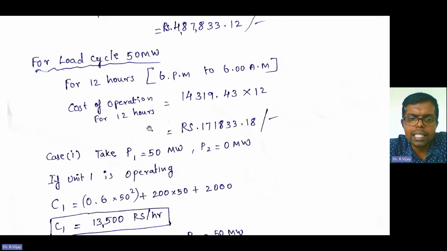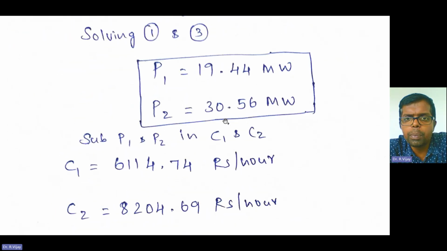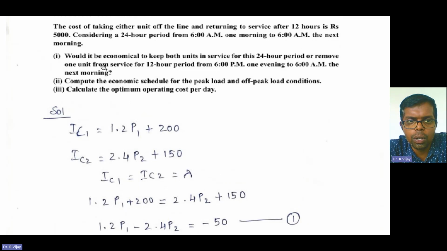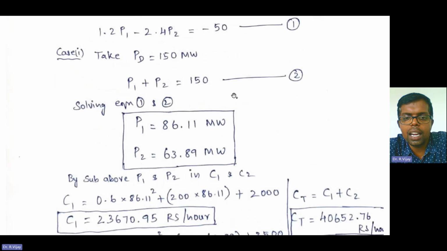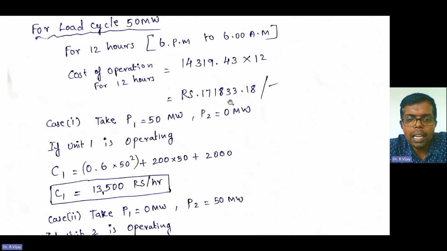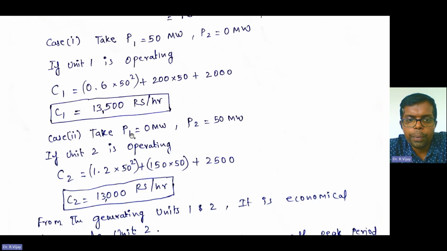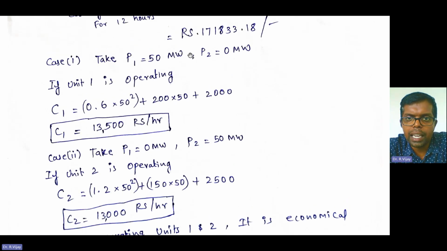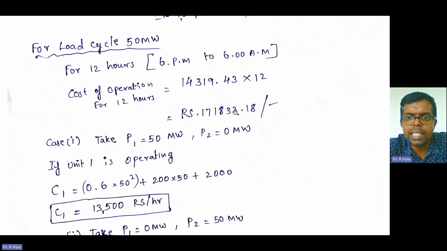Now, case one. What they asked is for the second cycle alone, from 6 p.m. to 6 a.m. If you read the question once again: would it be economical to keep both units in service for 24 hours, or remove one unit from service for the 12 hour period from 6 p.m. to 6 a.m.? So for this case, take P1 as 0 megawatt and P2 as 50 megawatt, and unit 2 is operating for this period alone.